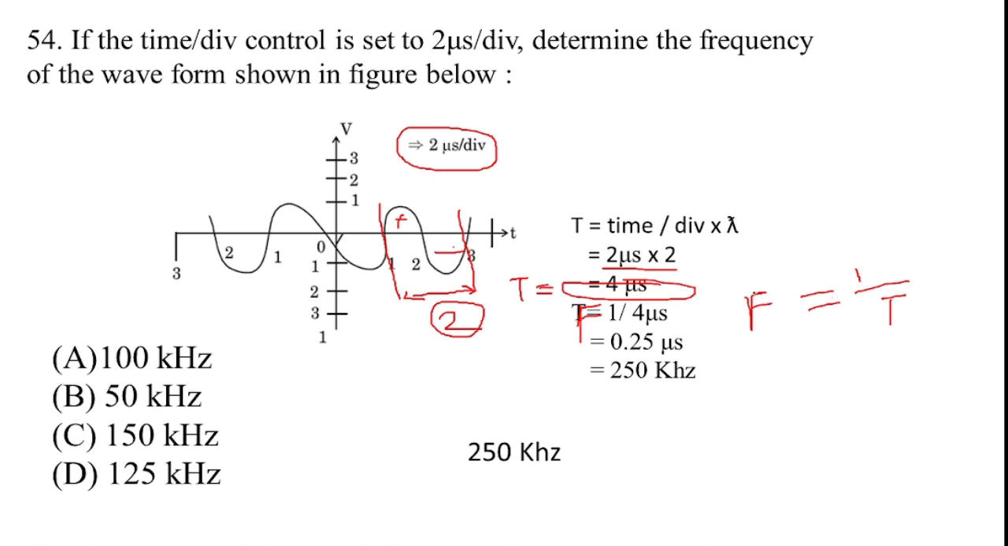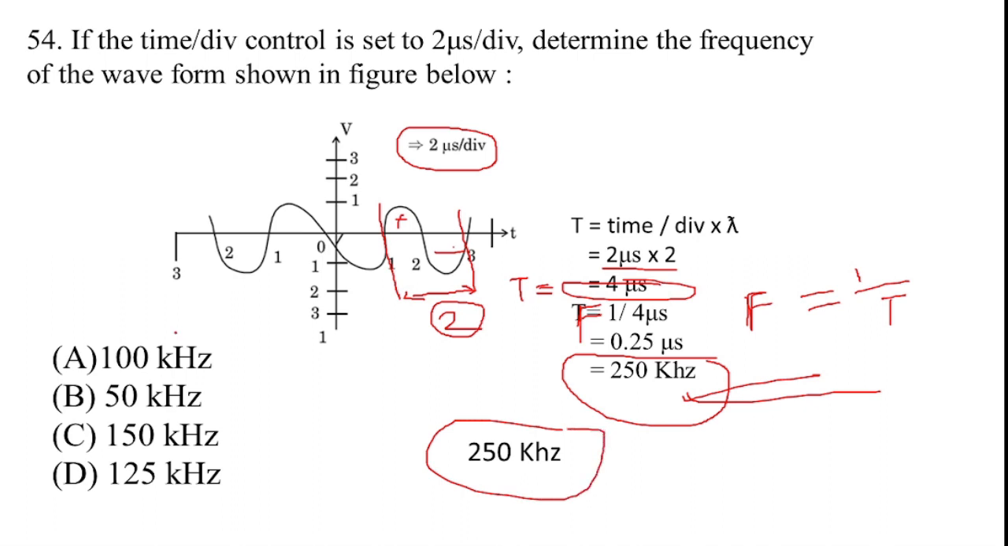Put the value in the formula, f is equal to 1 upon T. After the calculation, the correct answer is 250 kilohertz. But it is not given in the answer key, or this is the answer. Here, next question.